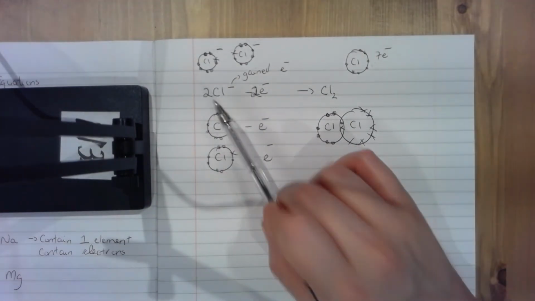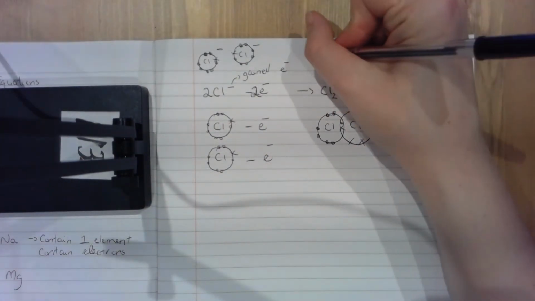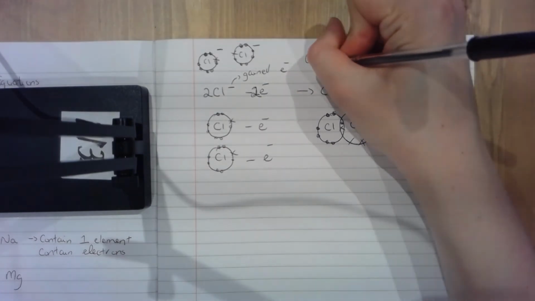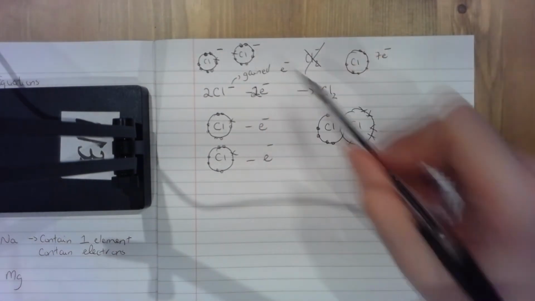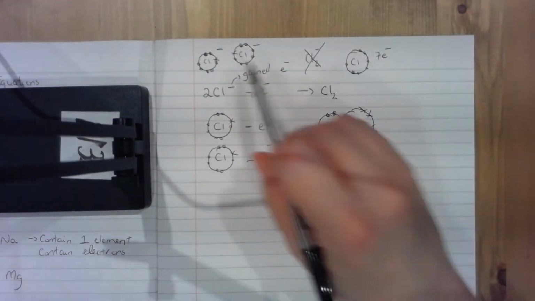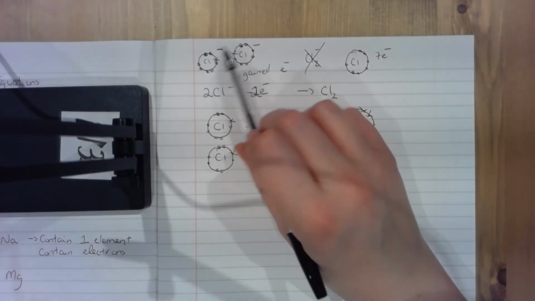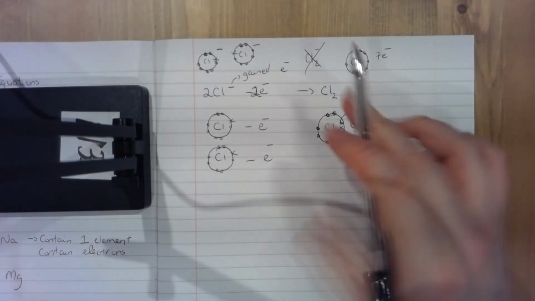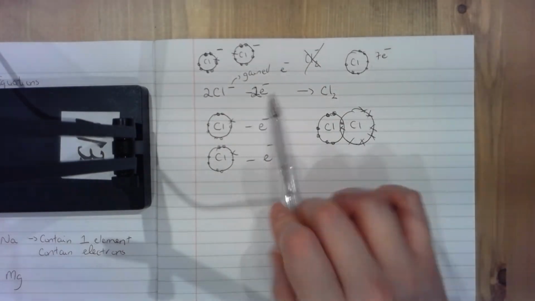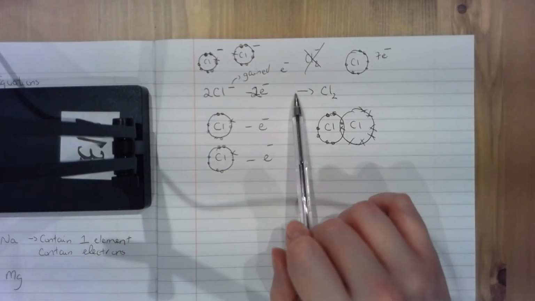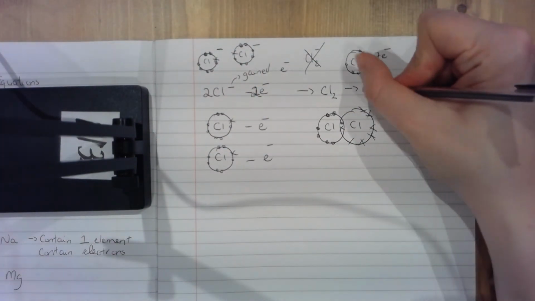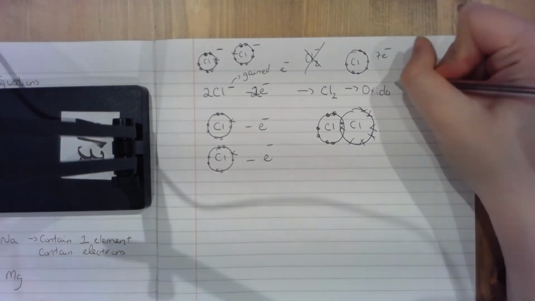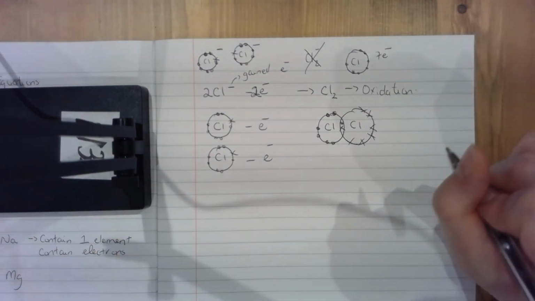You should never, ever write Cl minus with a little 2. That is completely wrong. That tells me those 2 chloride ions have formed a bond, and they wouldn't because they've got their full outer shells already. They're negatively charged. They'd repel each other. So this is your half equation for the anode. You can see that you are losing electrons. So this is oxidation taking place at the anode.